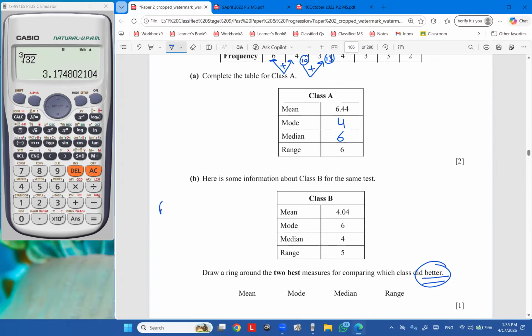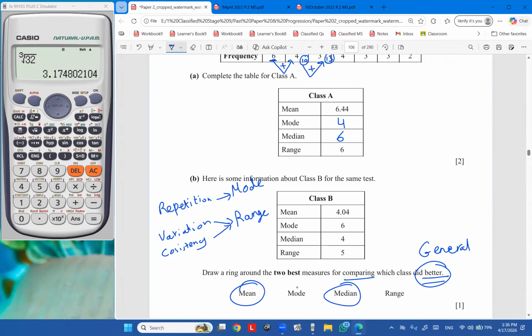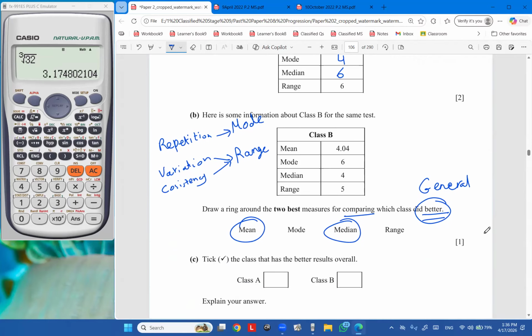So we agreed, if they ask about repetition, then you need to compare the mode. But if they ask about variation, something that is more variable than the other, or consistency, something that is more consistent than the other, then they are talking here about the range. But they didn't request anything related to repetition, variation, or consistency in the comparison. They are requesting a general comparison. For a general comparison, you must use the mean and the median, both of them.